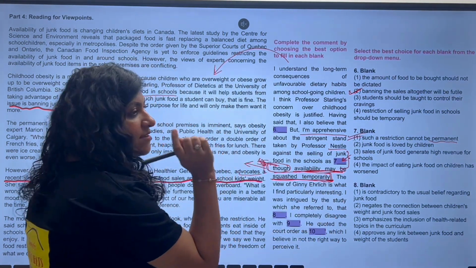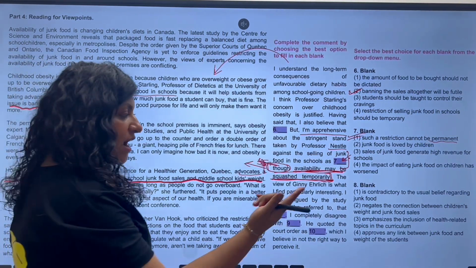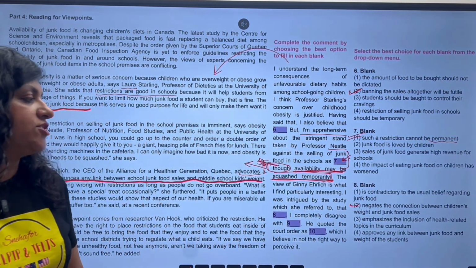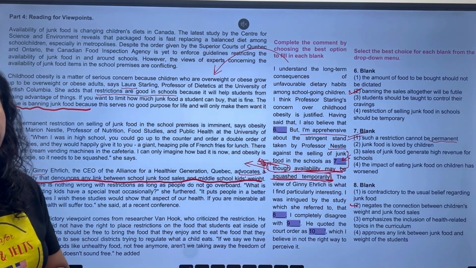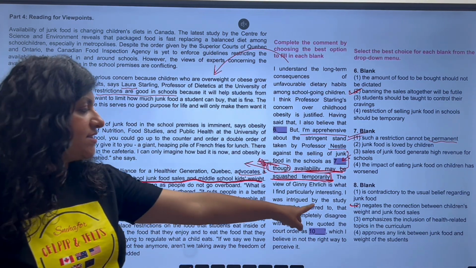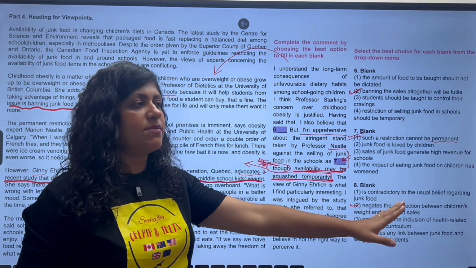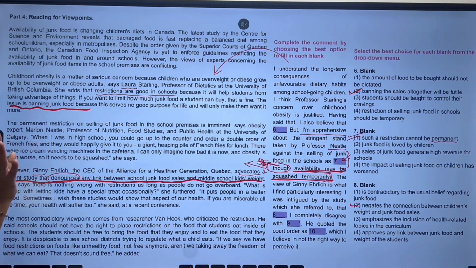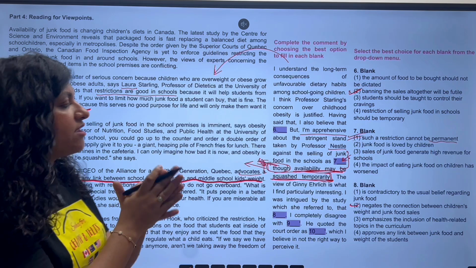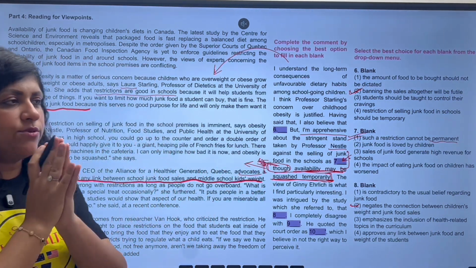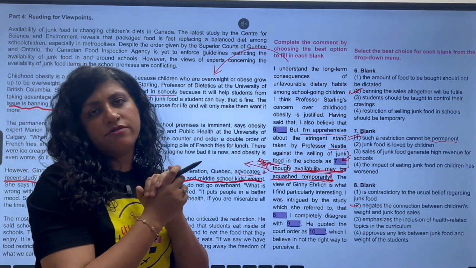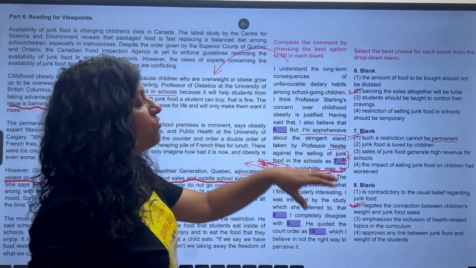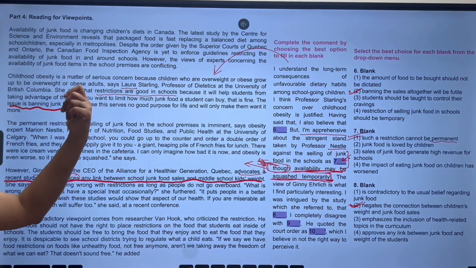Find the answer that matches it. So that would be option number 2. Negates the connection between children's weight and junk food sales. Talking about the study, yes, that negates, that means it denounces. Now these are synonyms. Both of them mean that the study refuses that there is any connection between children's weight and junk food sales. So 2 would be my answer. So you have to build a logical connection with the text.